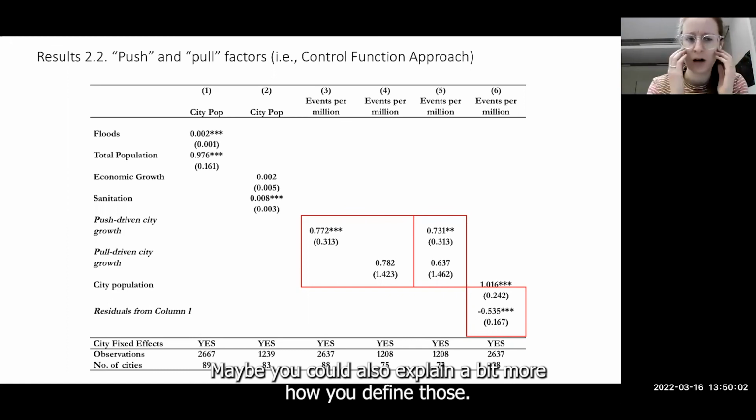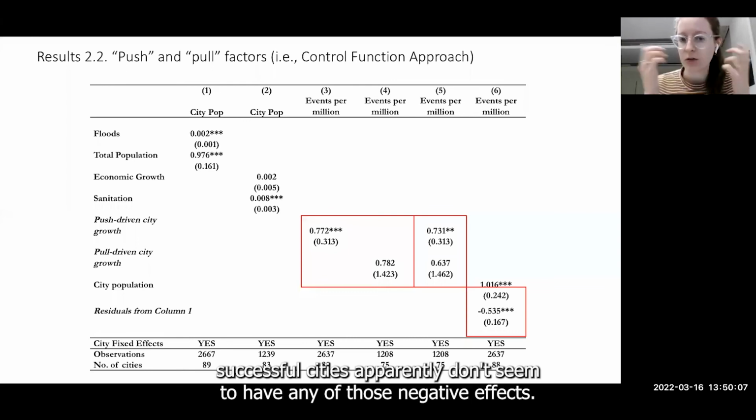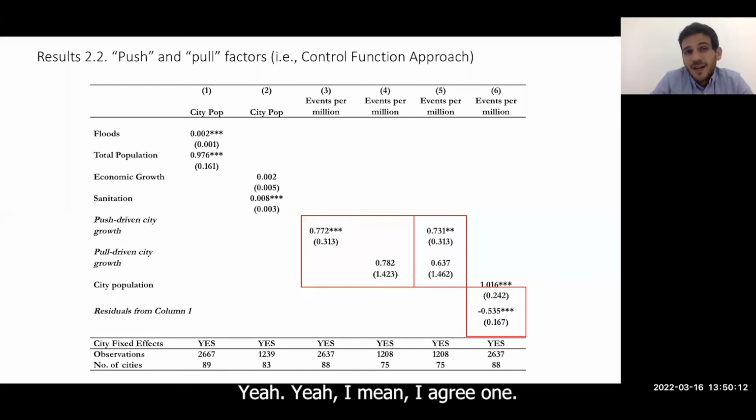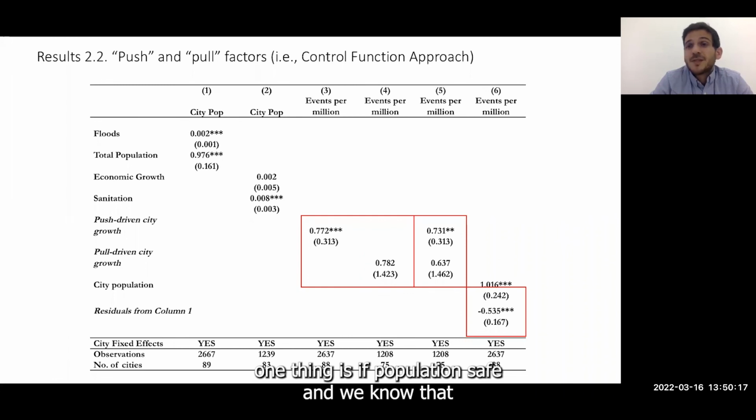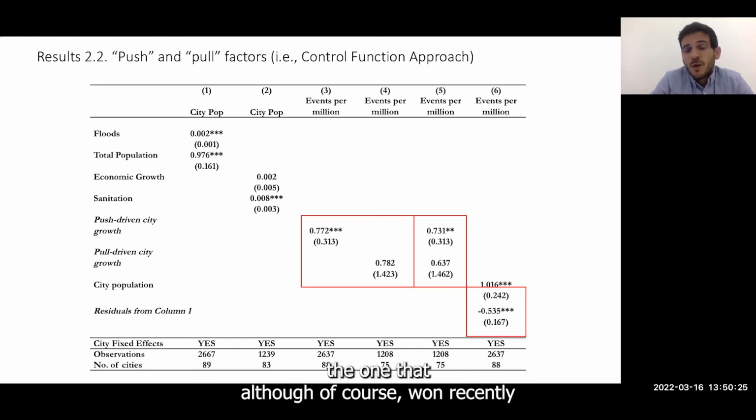I don't know if you thought about that. Maybe you could also explain a bit more how you define those. But yeah, I think that's a really interesting one, that in successful cities, apparently you don't seem to have any of those negative effects. Exactly. Thanks. Yeah, I agree. One thing is population size, and we know that the larger the city, the more prone to different problems, like, for instance, conflict. So that's also, of course, one reason to do this per million. We do events per million, right? But the other thing is what the city looks like, right? Exactly what we mean by population growth, right?